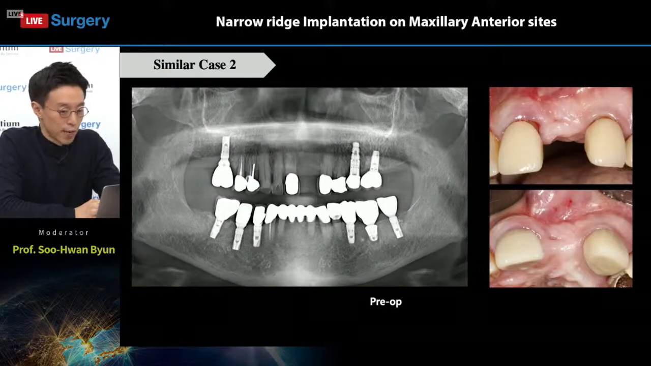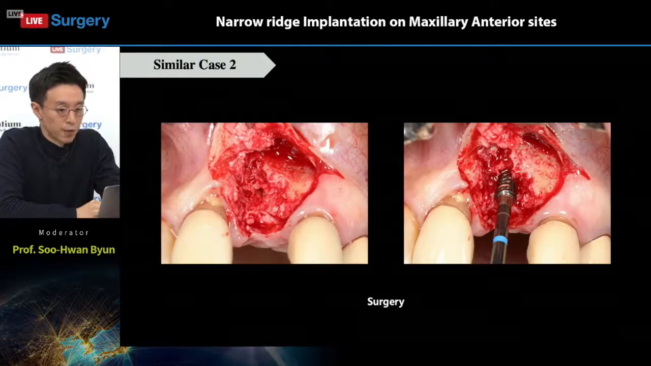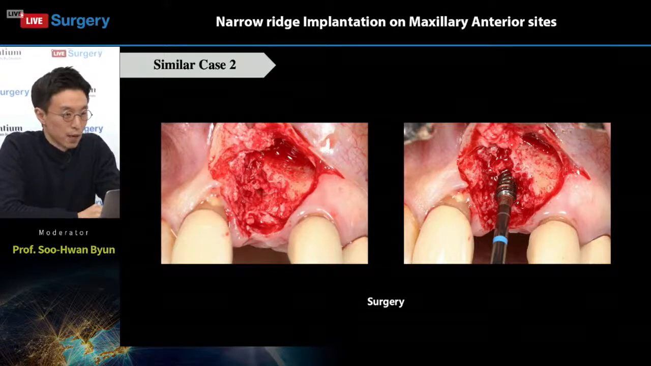And this is another case. There was a missing tooth at the left incisor area. The flap was elevated and the ridge spreader drill of the Dentium kit was used. A vertical incision should be done to identify the buccal side bone.